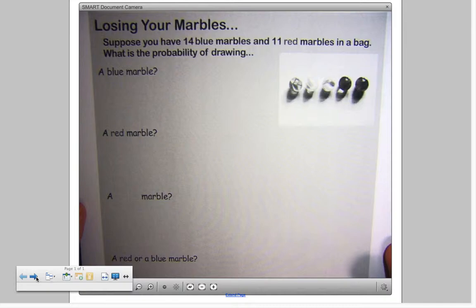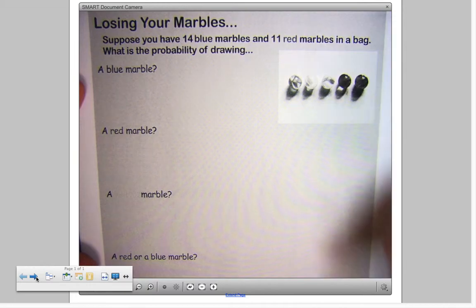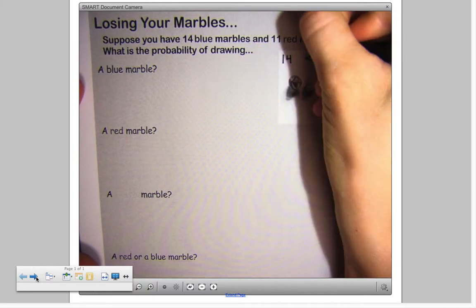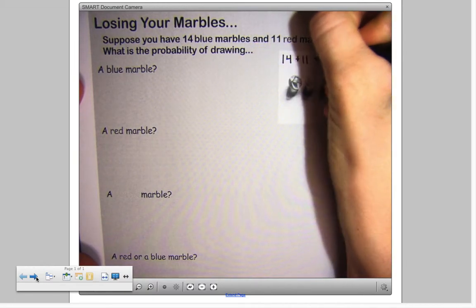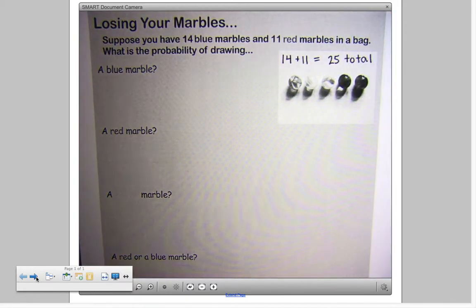Okay, so we have 14 blue marbles and 11 red marbles in a bag. We're going to find all these different probabilities. So remember, anytime we're doing probability, we always need total, so that's the first thing that I'm going to find. If we have 14 blue marbles and 11 red, that means we have 25 total marbles in the bag. Doesn't matter what color, just 25 total.